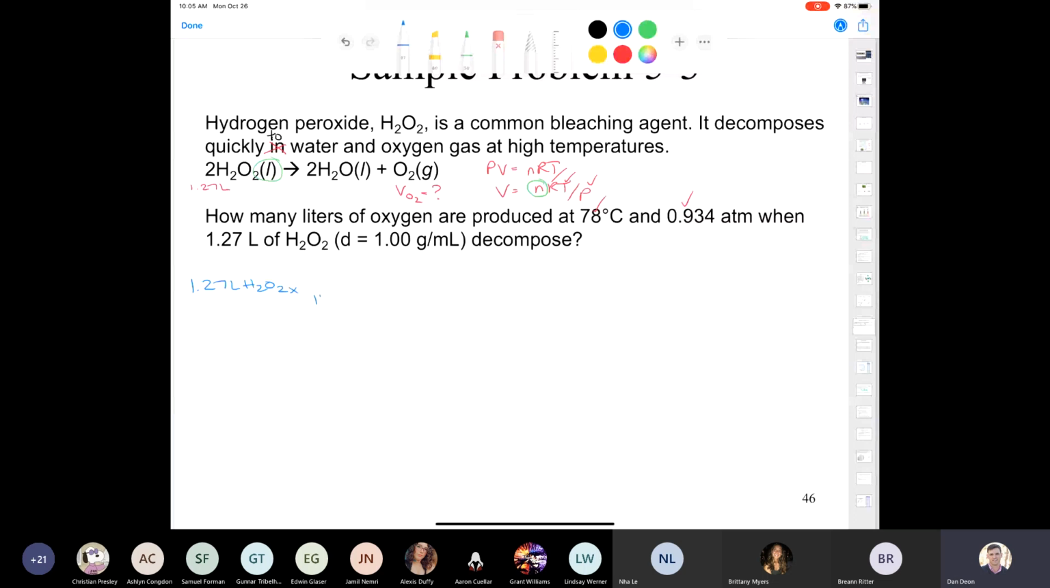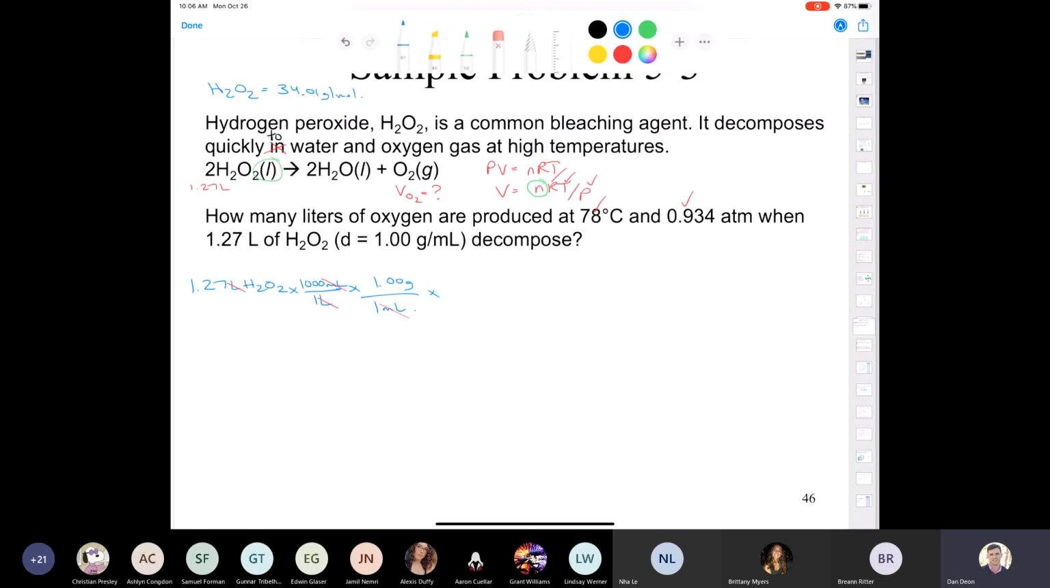We know that in 1 liter, we have 1,000 milliliters. And then we know that we have 1.00 grams in 1 milliliter. Look at that: my liters cancel, my milliliters cancel, and I'm left over with grams of hydrogen peroxide. Now, did I solve that? No, I didn't. I actually went one further, and I solved for the number of moles of hydrogen peroxide. So let's do that. To do that, I need the molar mass of H2O2, which I already looked up as being 34.01 grams per mole.